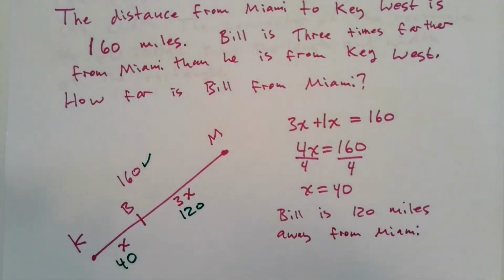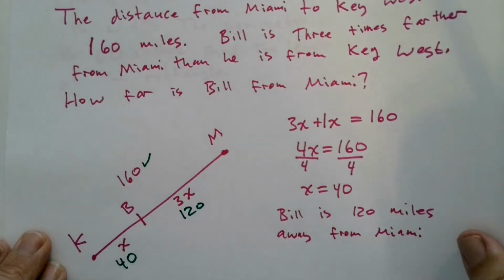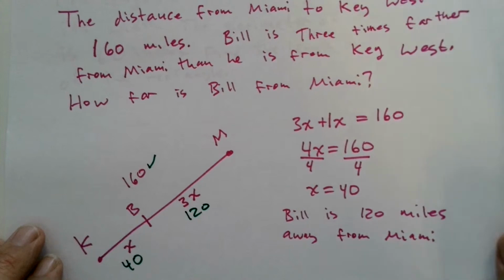So that's the process. You've got to read the problem, figure out the relationship of the variables, define a variable of sorts, give an equation, solve the equation, and then go back and make sure that you've answered the question. The question here asked, how far is Bill from Miami? We're able to answer that question to say he is 120 miles away from Miami.